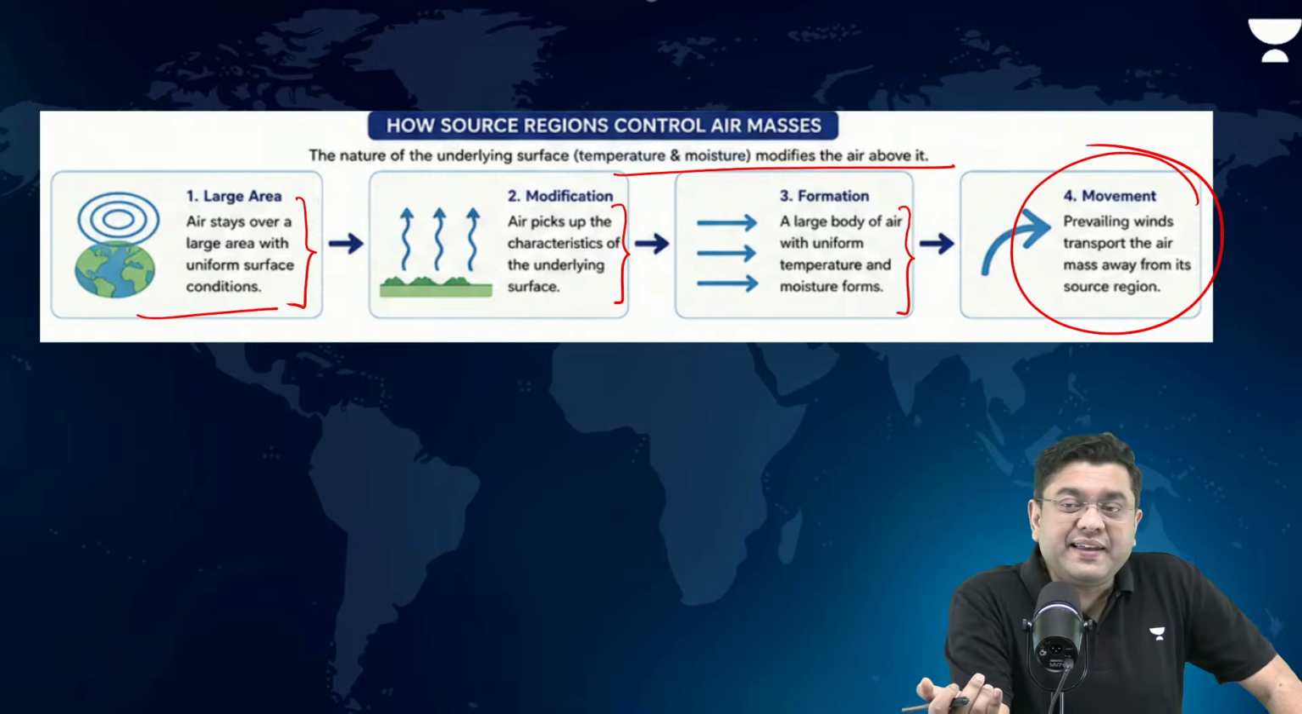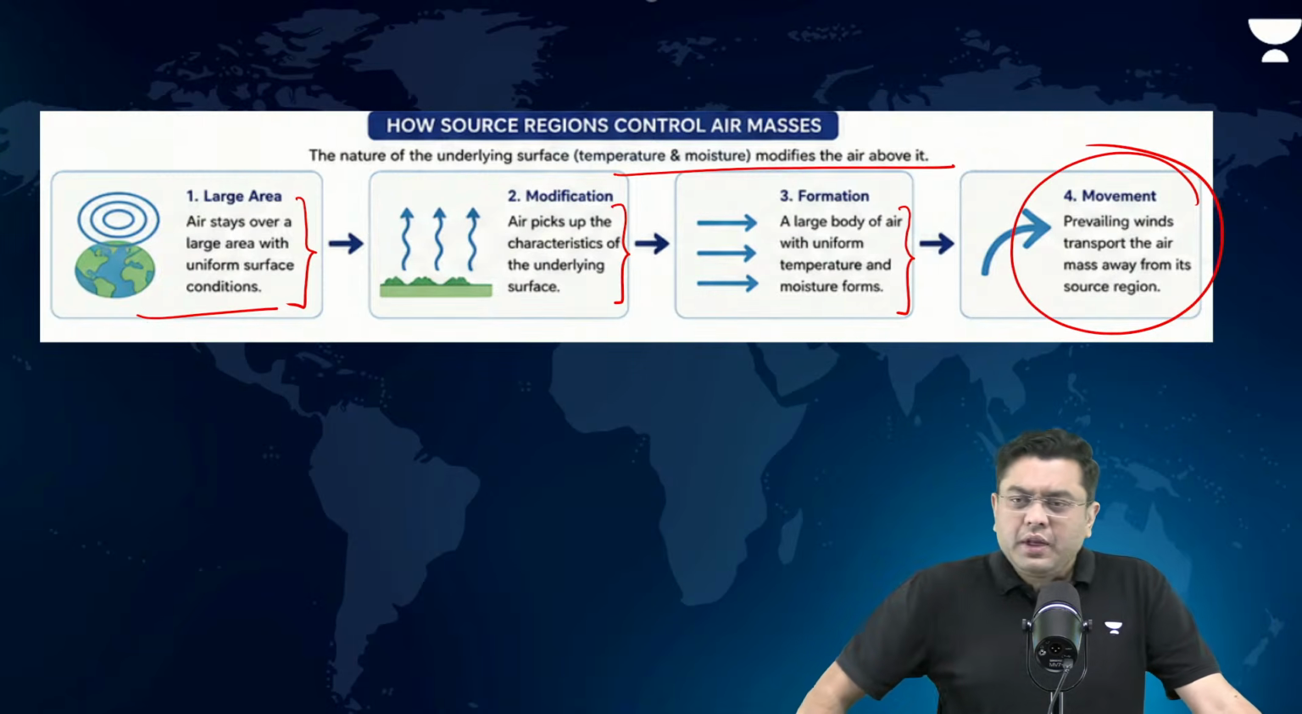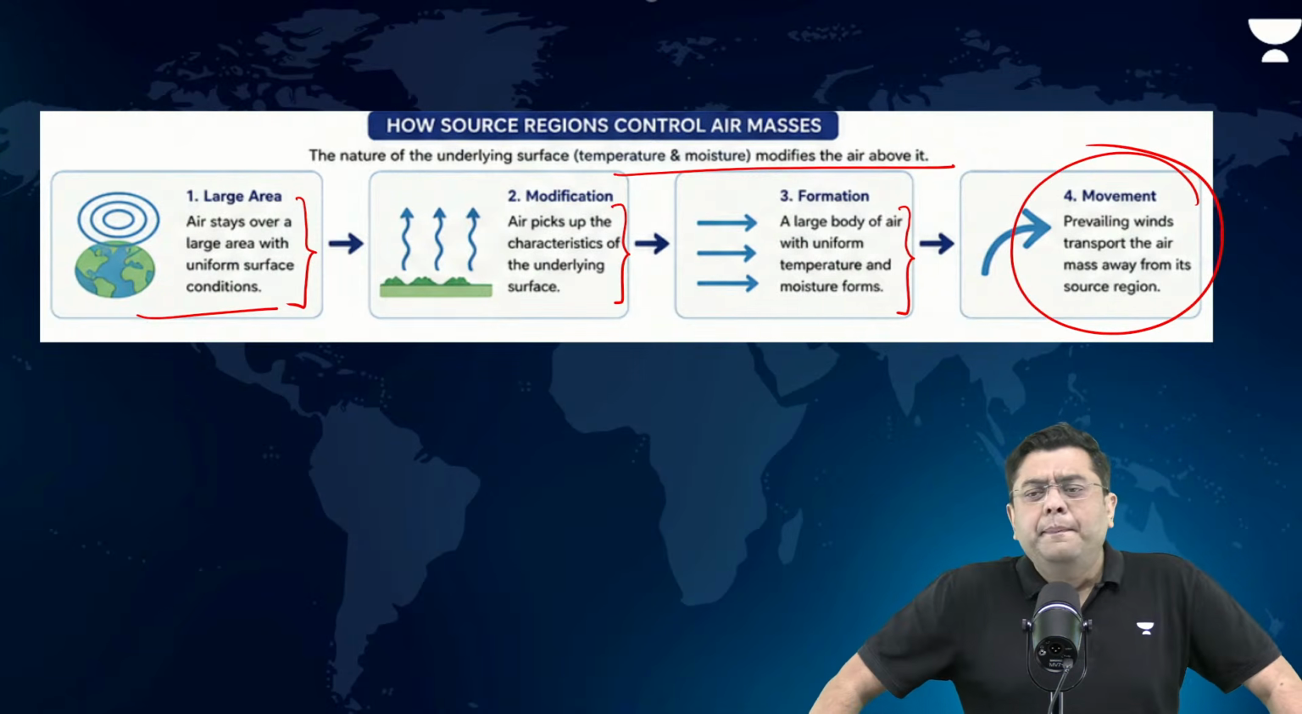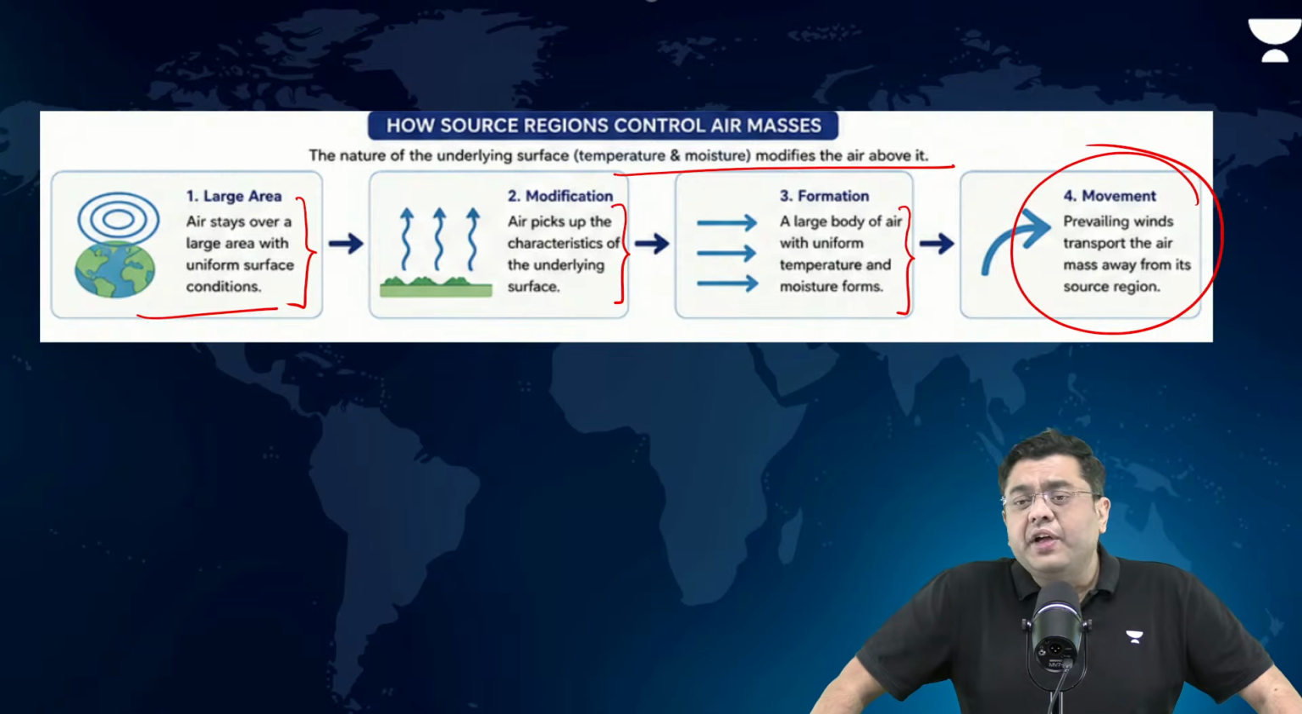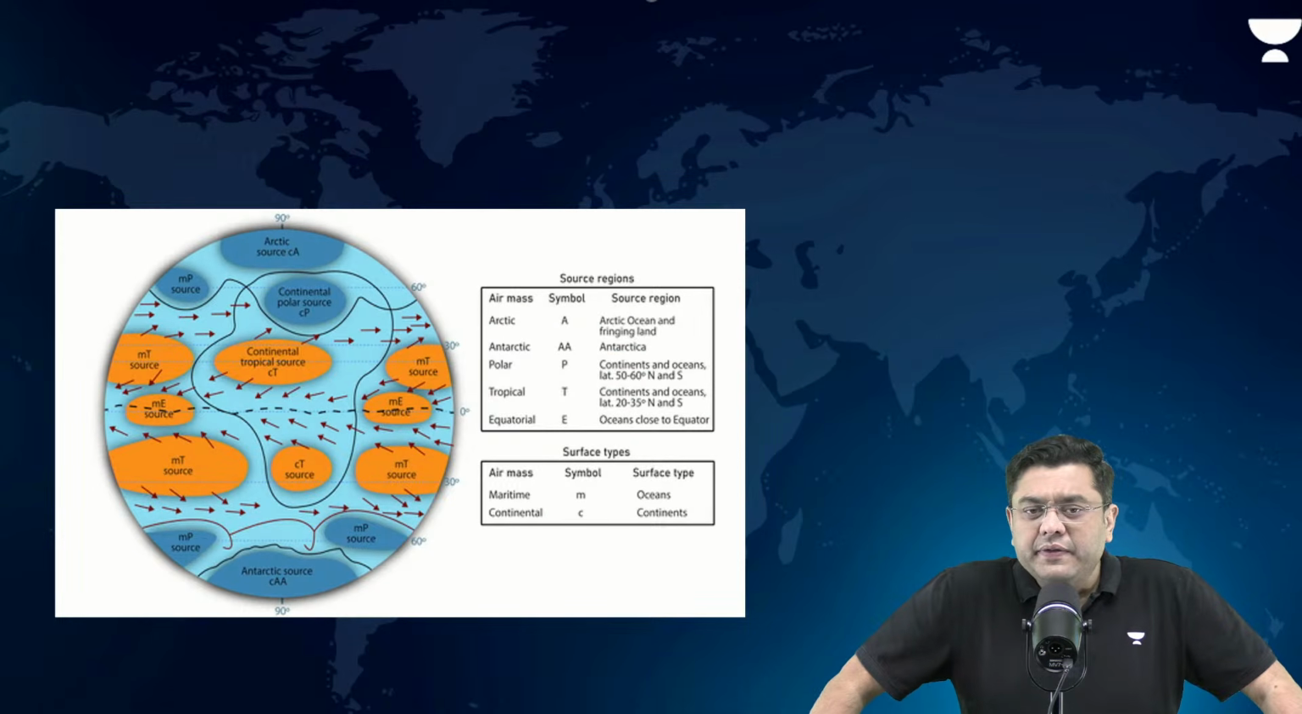Now, these air masses are named differently: continental, polar, maritime, etc. So, how is it that we arrive at the naming of the air mass? Over a period of time, definitely an air mass can change its property.